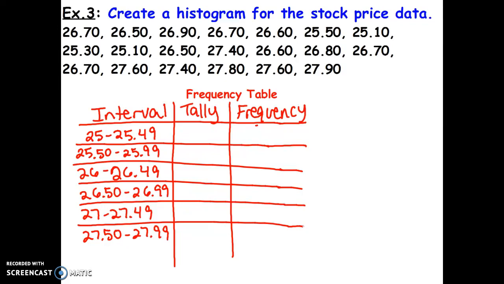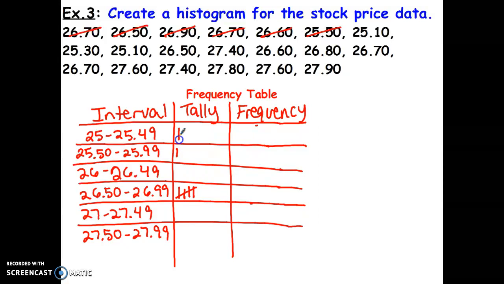Okay, so what we're going to do is go through each of these points and see which interval each would fall in. So 26.70 would fall here. So we'll put a tally mark there to represent that. 26.50 would also fall there. 26.90 also. 26.70. 26.60.